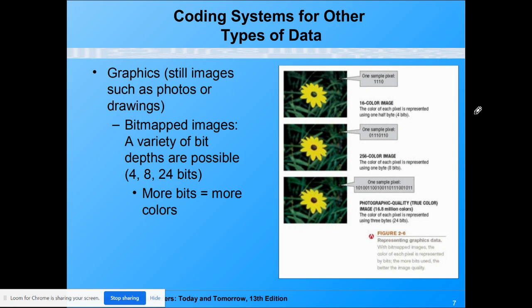Maybe you are curious how a graphic is represented in binary form. When we say graphic, definitely this is a still image. When we say still image, it does not move. It can be photos or drawings.